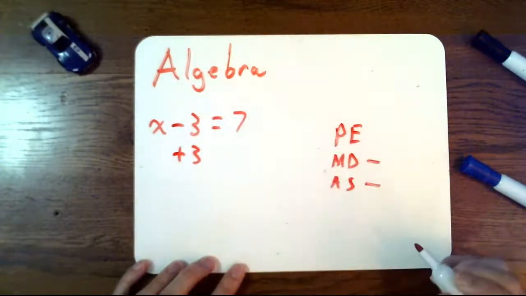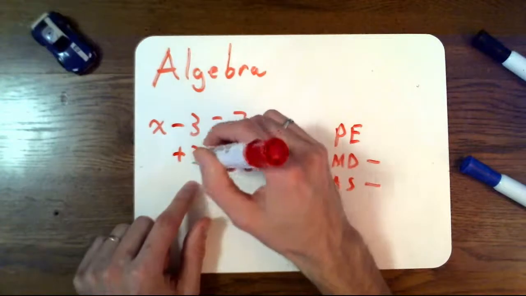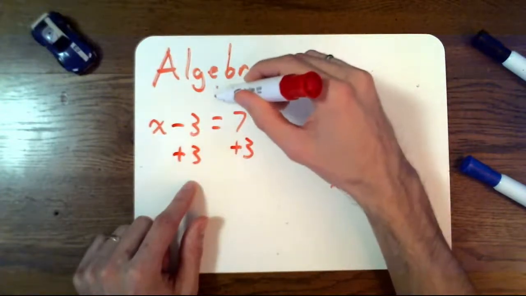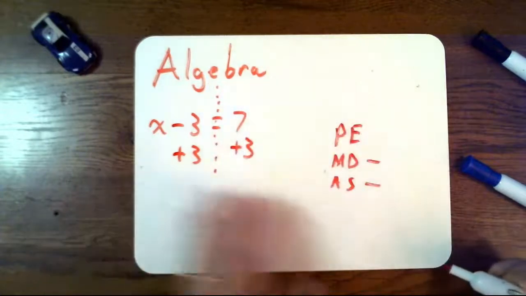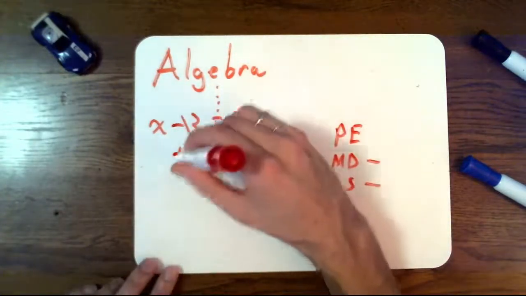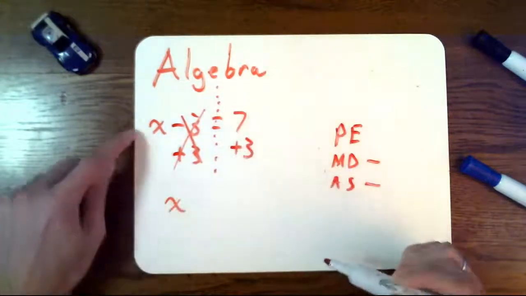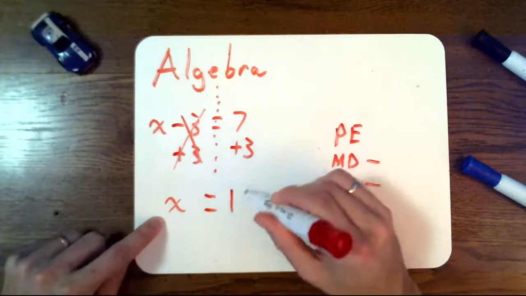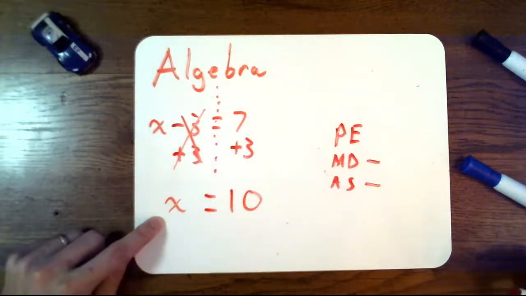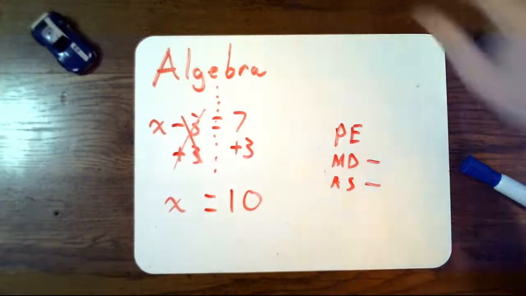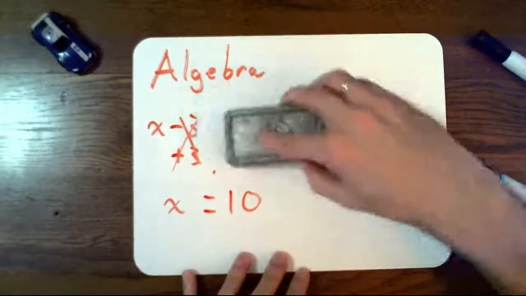Meaning I want to add 3 to this side. If I add 3 to the left-hand side, I have to add 3 to the right-hand side. Remember, this is kind of like a barrier between the two sides. Negative 3 plus 3 makes 0. So all we have left is this x. I'm going to bring it down. 7 plus 3 is 10. So x equals 10, and 10 minus 3 is 7. This is how to deal with subtraction.